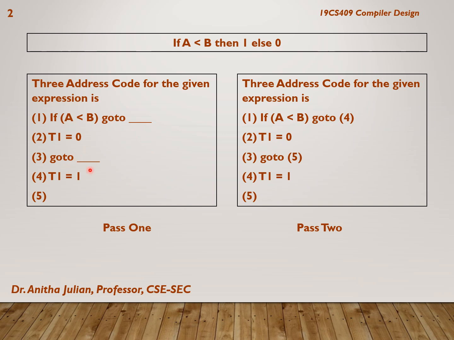In the first pass we are giving blanks and we are trying to calculate the go-to labels. During the second pass, now the scenario is very clear to us. If the A less than B condition is true, I can straight away go to T1 equal to 1, which is nothing but the statement 4. So I can write in the pass two, go to 4. And similarly, after the false condition T1 equal to 0, I have to continue with the remaining part of the program, which is nothing but our statement 5. So in this particular go to blank, I can fill it with 5. So this is the method we followed while we were learning about the three address code.